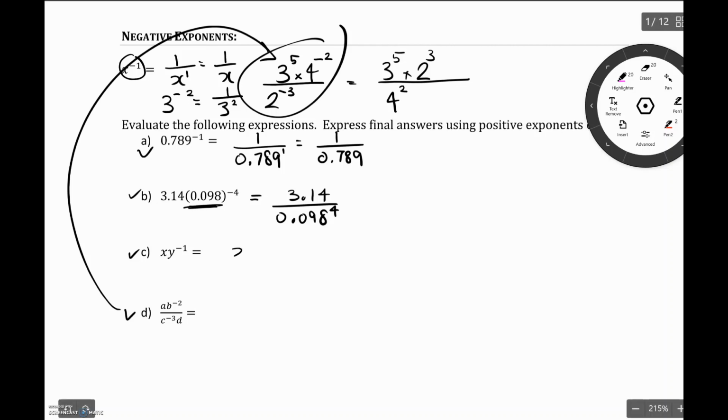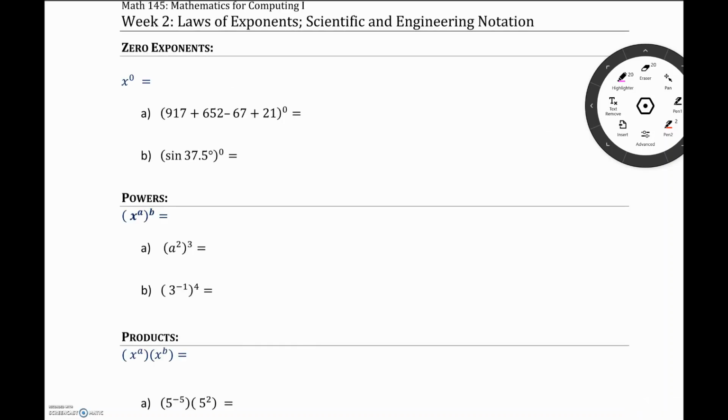So the x with exponent 1 stays, but y to the negative 1 goes in the denominator and becomes y to the positive 1, or just y. Now for this one, a stays as positive exponent 1, b to the negative 2 goes down as b squared, c to the negative 3 goes up as c to the exponent 3, and the d stays. So we have one law down, we have 6 to go.